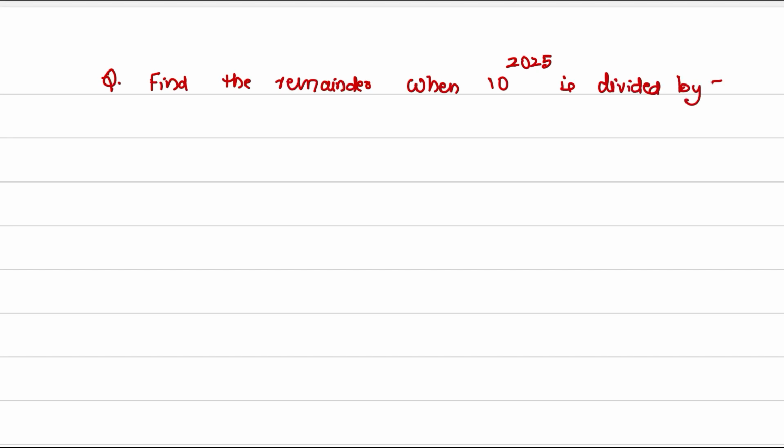Find the remainder when 10 to the power of 2025 is divided by 7. Let us go for the solution.